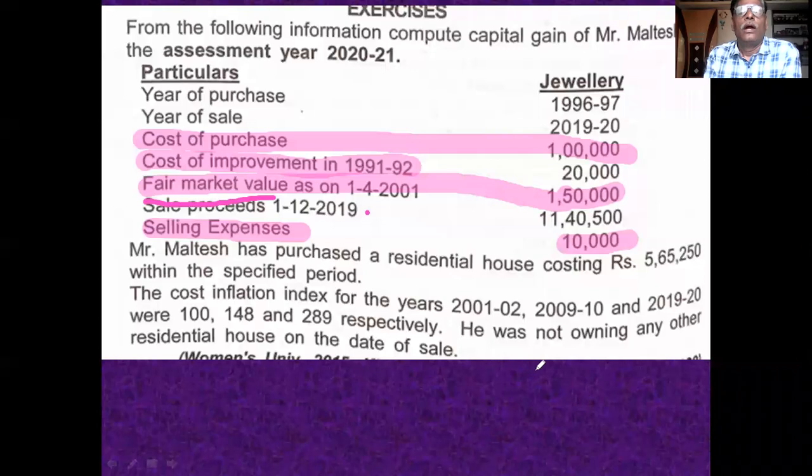Okay. After this, you see this one point. Mr. Maltesh purchased a residential house costing rupees 5,62,250 within the specified period. Within a given period, purchase. So this amount comes for deduction. So purchase of residential house is there and the sale is jewelry. Purchase of residential house by selling jewelry.